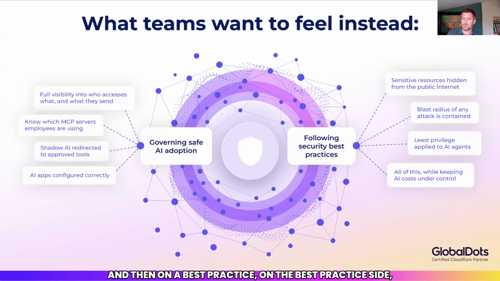And then on the best practice side, we want to have the blast radius contained. We want sensitive resources hidden from the public. We want least privilege, which is the zero trust model. And we want all of that while keeping the controls and the cost under control.